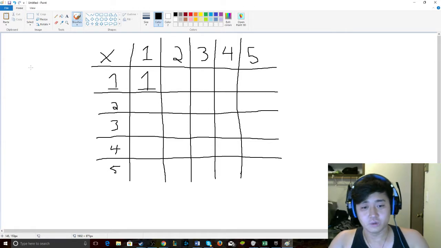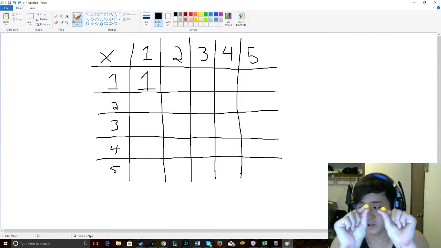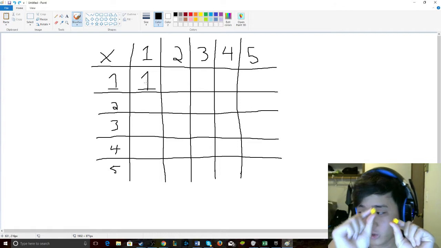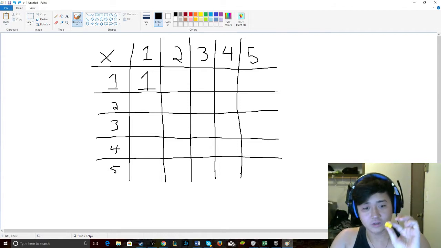Now, if we do 2 times 1, that would mean that we have 2 blocks of 1. And if we have 2 blocks of 1, we have 1, 2. So we have 2 total blocks. So that makes our answer here a 2.